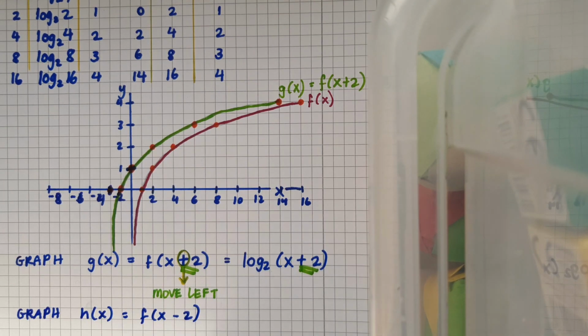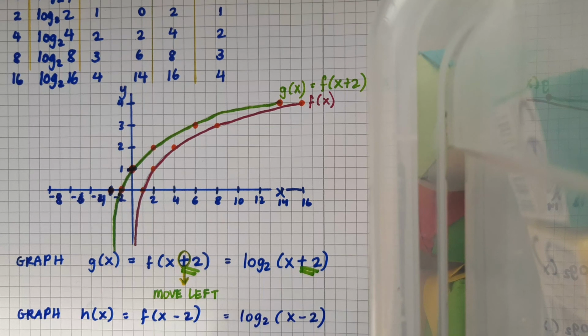Well, to find that out, we're going to graph h of x, which is f of x minus 2. Again, notice the x minus 2 is in brackets. So really what I'm evaluating here is log to the base 2 of (x minus 2). And again, I'm keeping the brackets around that x minus 2. It's replacing the x directly in that function. So to figure out what's going on, I'm going to go back up again and make a table.